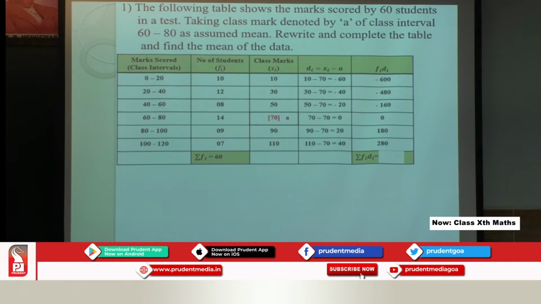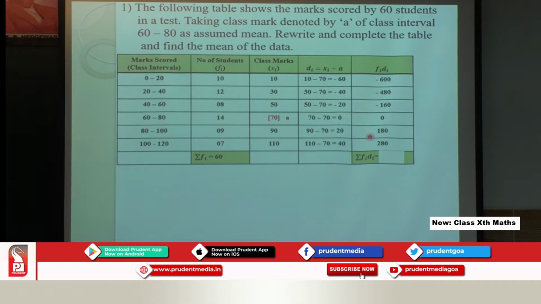So you can see first, 10 into minus 60, minus 600. 12 into minus 40, that is minus 480. 8 into minus 20, that is minus 160. 14 into 0, any number multiplied by 0 is 0. Then 9 into 20, 180. And 7 into 40 is 280.